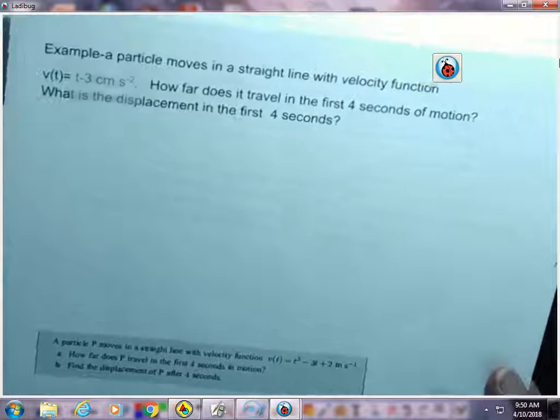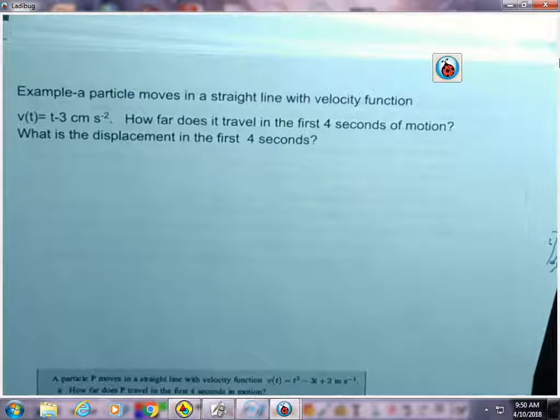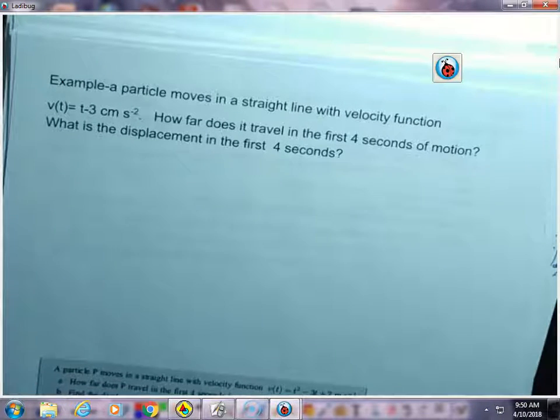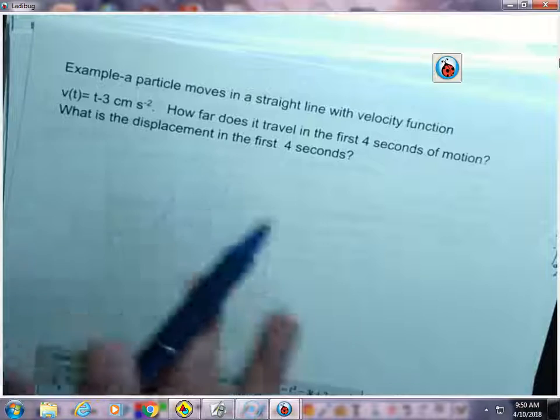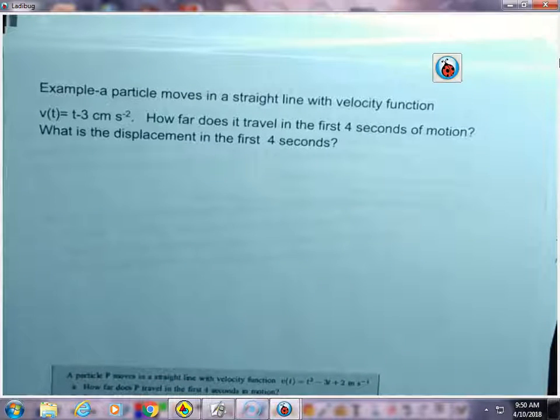Okay, always exciting in math class. Imagine a particle moving in a straight line with a velocity function. There's something wrong with my velocity function. It's an error that I keep forgetting to edit. Please find the error with my velocity function.